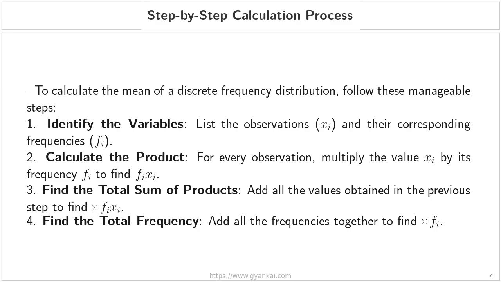Fourth, you must find the total frequency. This is a very important step. You need to add all your frequencies together to find the sum of f sub i. This represents the total number of observations in your entire dataset.